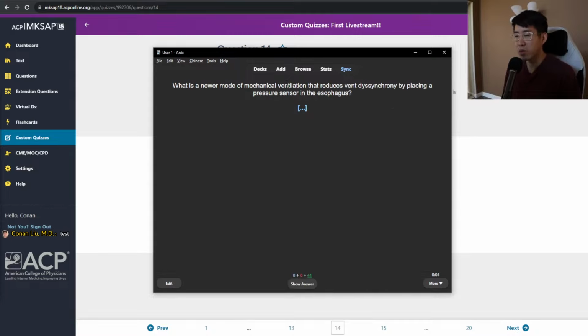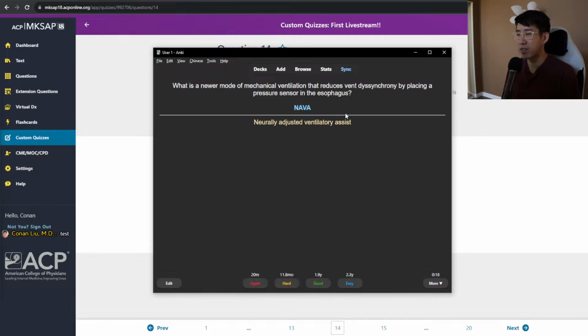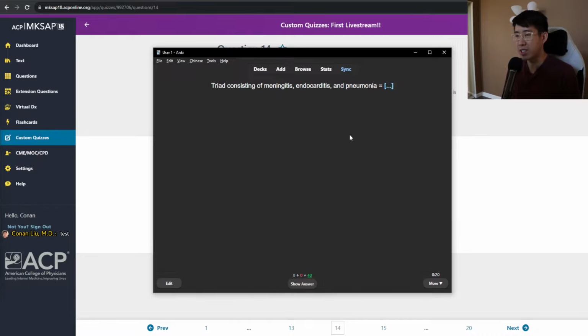What is a newer mode of mechanical ventilation that reduces vent asynchrony by placing a pressure sensor in the esophagus? This is called something with an N. NAVA, I think. Yeah, NAVA. Neurally adjusted ventilatory assist.